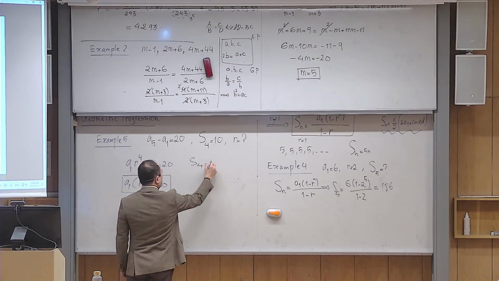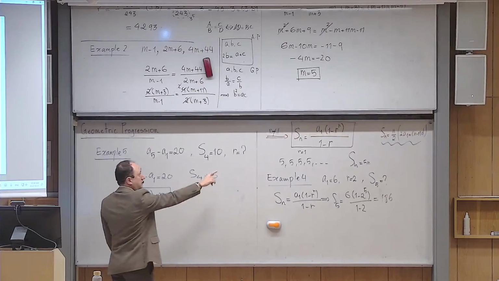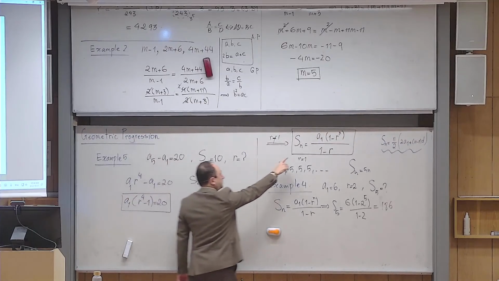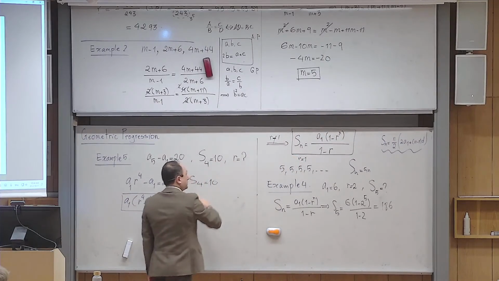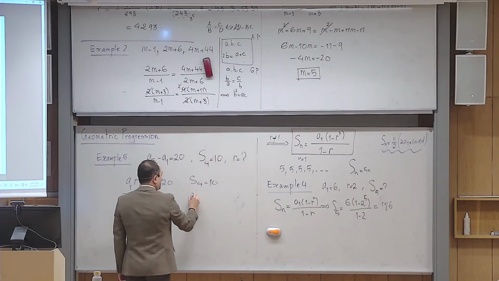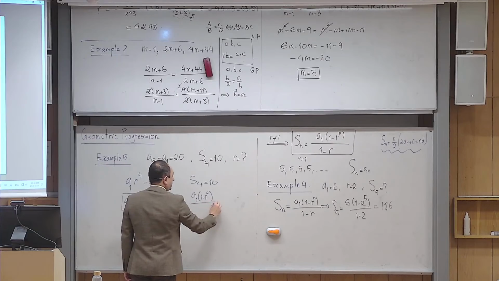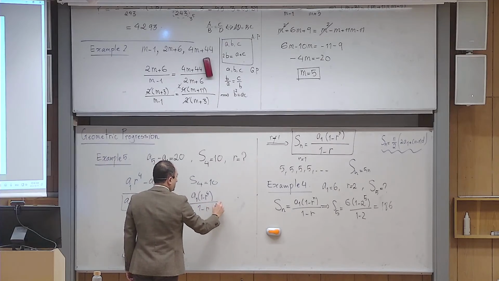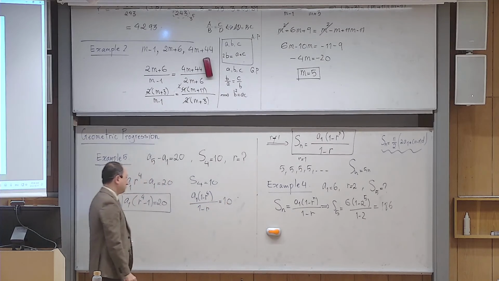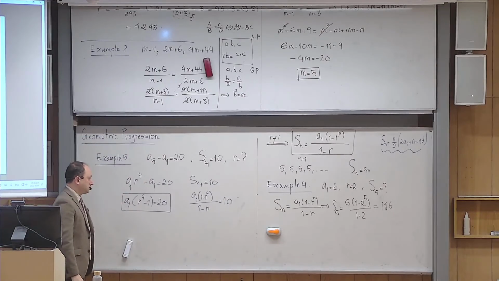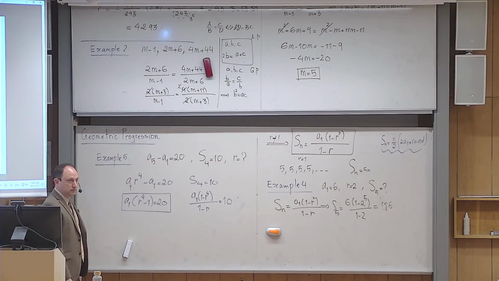So S4 is 10, but you have the formula of Sn on the board. So what I do, I replace n with 4. Then it becomes a1 times (1 minus r to the 4) divided by (1 minus r) is equal to 10. So that's a system of equations. But actually it was much simpler than I thought, yes? Can you tell me what to do? It's more or less evident what to do.